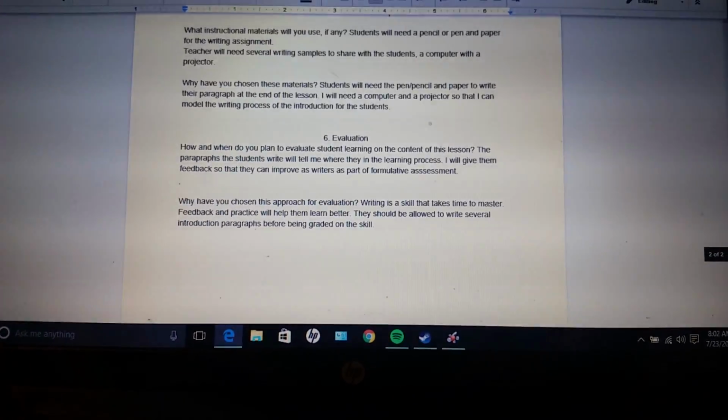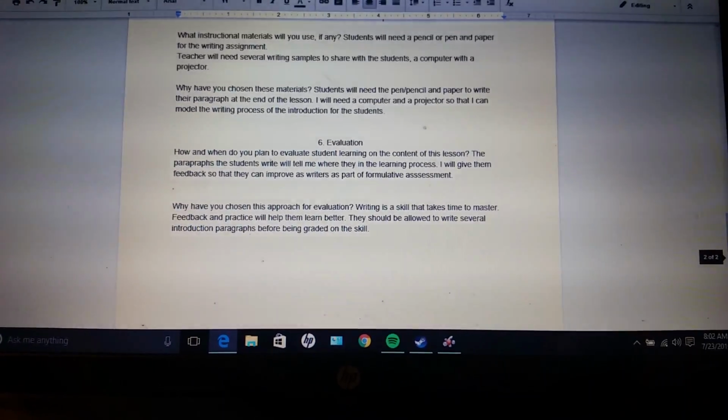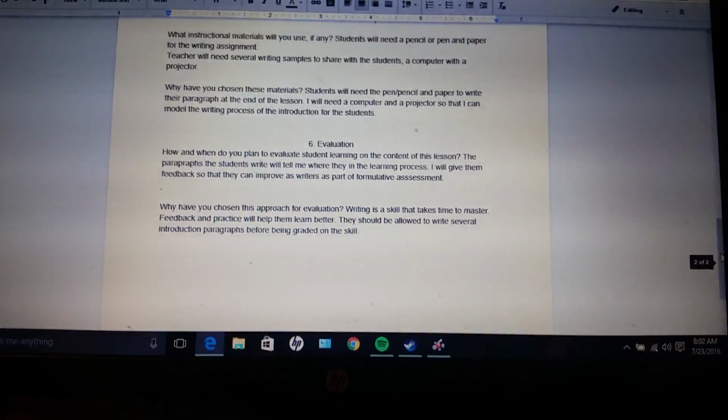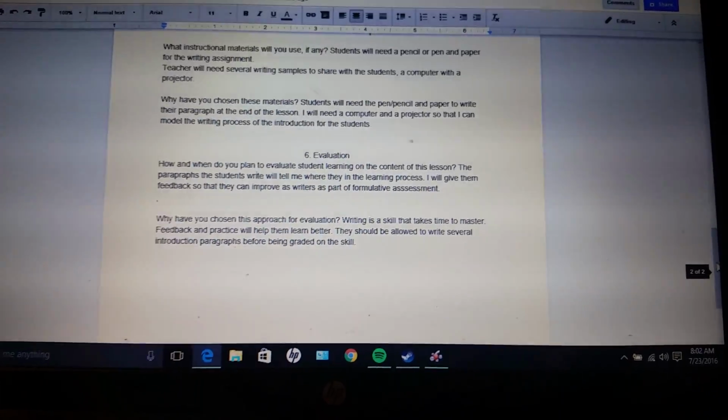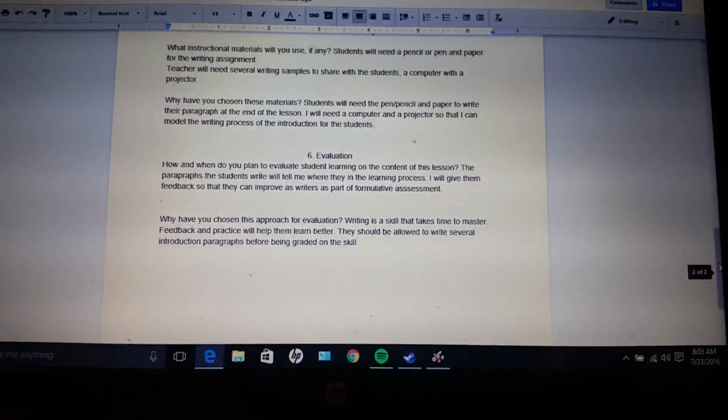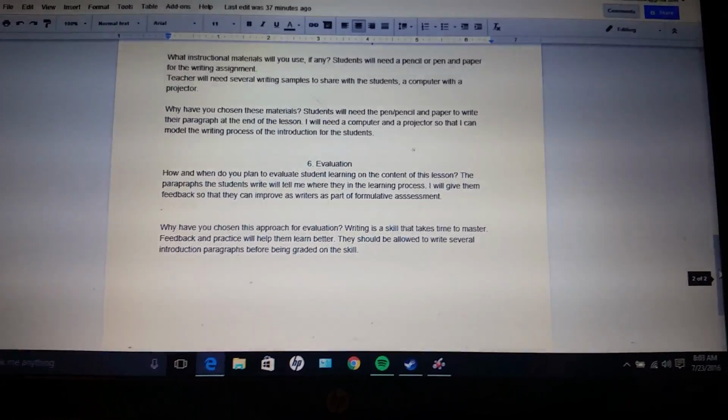Why have I chosen this approach? Writing is a skill that takes time to master. Feedback and practice will help them learn better. They should be allowed to write several introduction paragraphs before being graded on the skill.